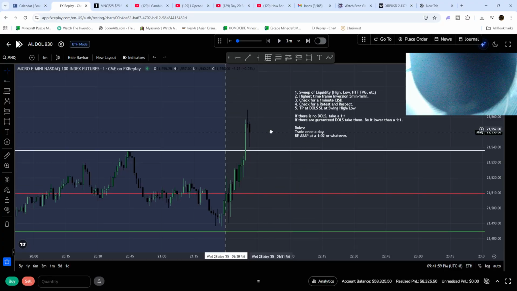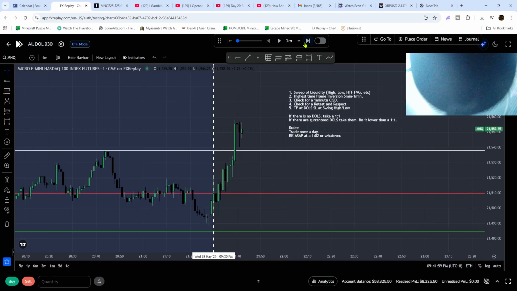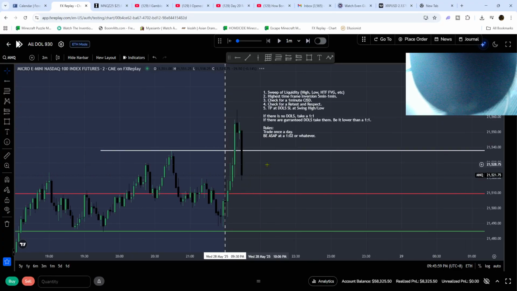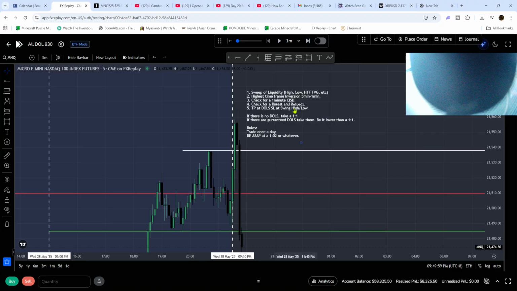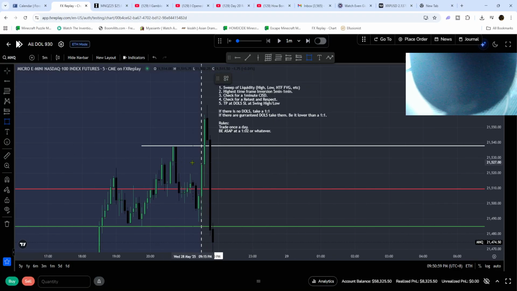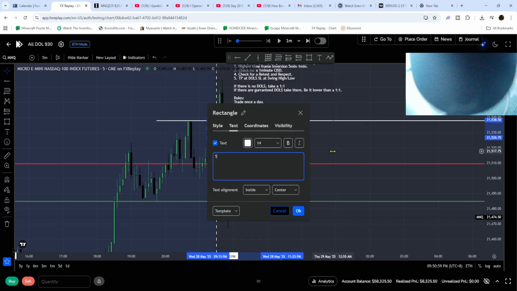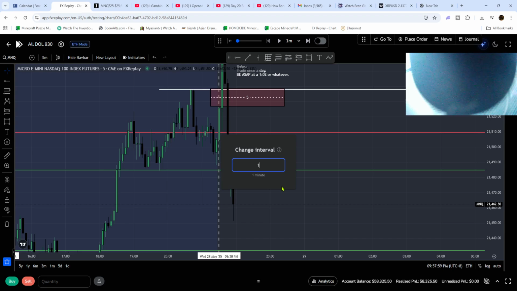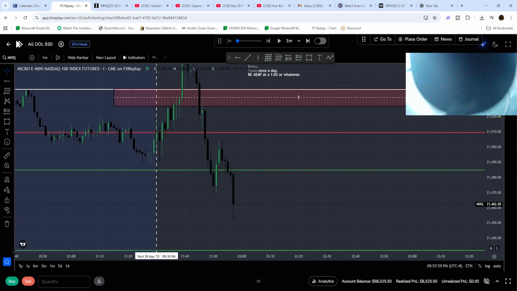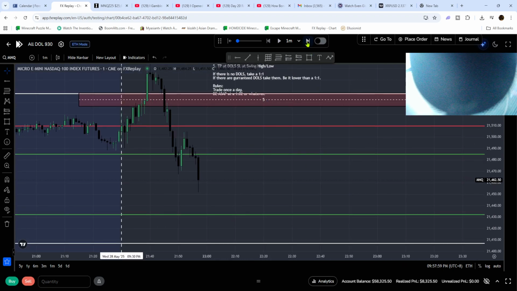Step 1 done. Sweep of liquidity. Created a fair value gap. Inverse the 2-minute gap actually. 3-minute gap. This is a 5-minute gap. Okay, price inverse the 5-minute, but it left us. So this isn't the trade you want to enter. Inversed and it immediately left you.